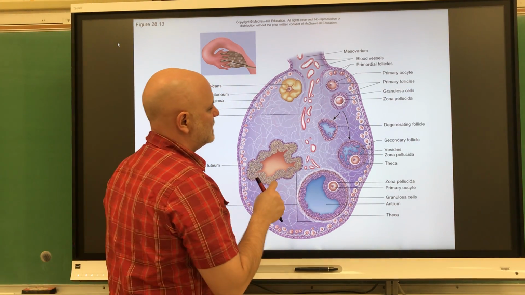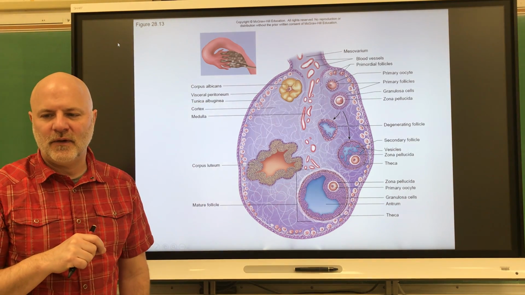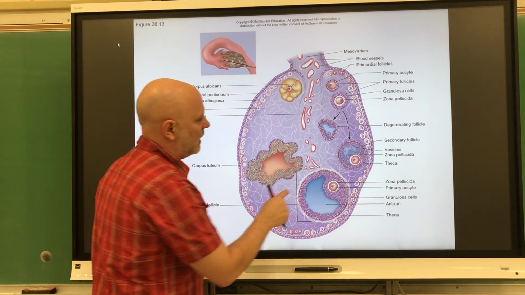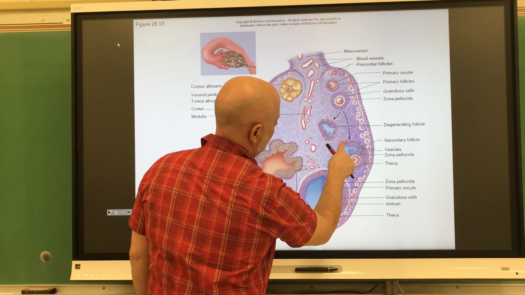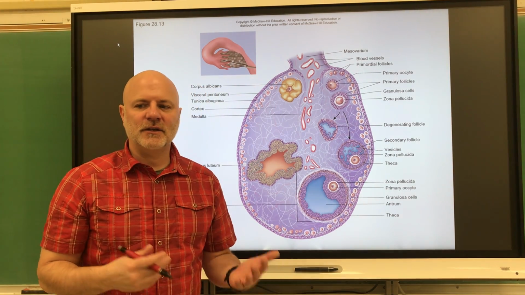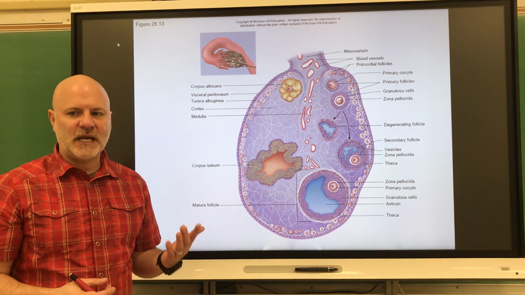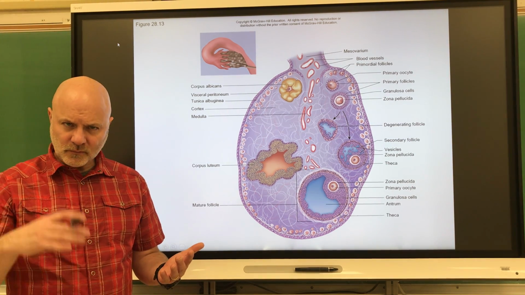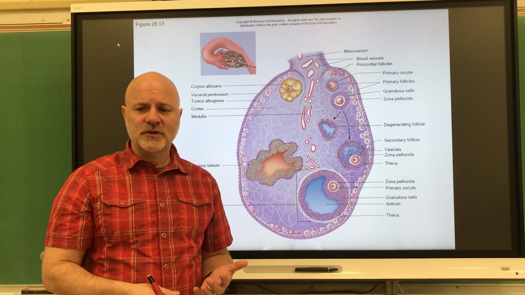So next is that cells from the ovary itself are going to grow around the follicle, and that's what we see on this picture here. All right, and those are called thecal cells. And those thecal cells and granulosa cells are going to produce estrogen. All right, and we'll talk about what estrogen does in the menstrual cycle.